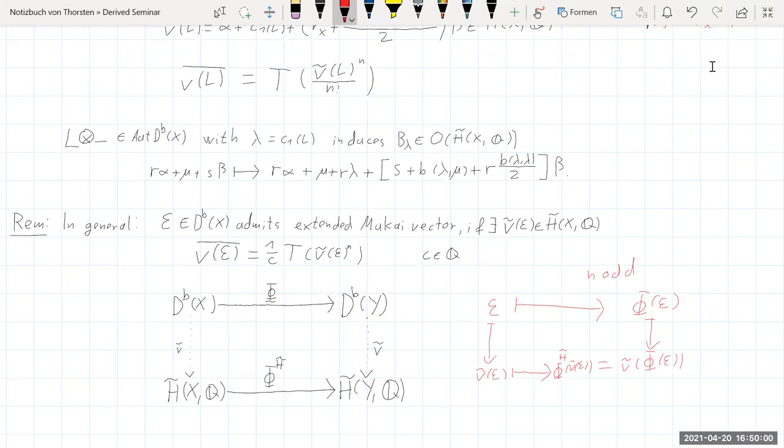Do you mean that if an object has an extended Mukai vector, then its image under any equivalence also has one? Exactly, that is how one actually generates examples. So there are two ways to generate examples. The one way would be if you have an object in a derived category which has such a vector, and you take its image under a derived equivalence, then this object also will have an extended Mukai vector. So this defining property is invariant under derived equivalences, and also it's invariant under deformation. If you have an object which has this vector and you deform it, then the deformed object will also have an extended Mukai vector. And that's basically how you generate more examples.